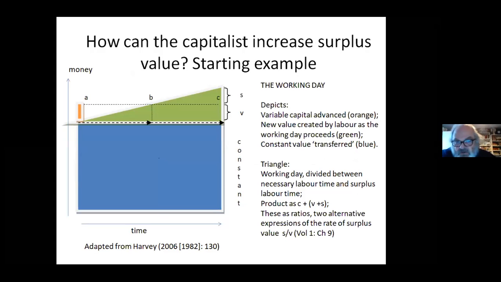Now, I'm going to take what seems to be quite a detour, but I just want to do this in order to explain some issues about how the rate of surplus value relates to the rate of profit. And I'm aware of the time, but you'll have to be patient with me.